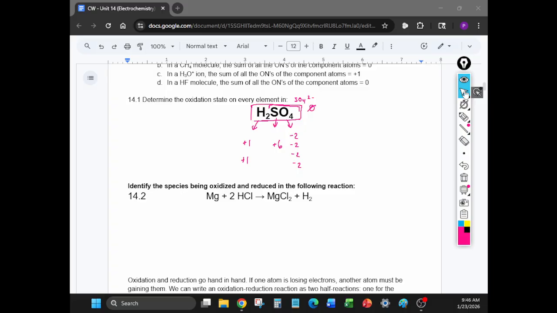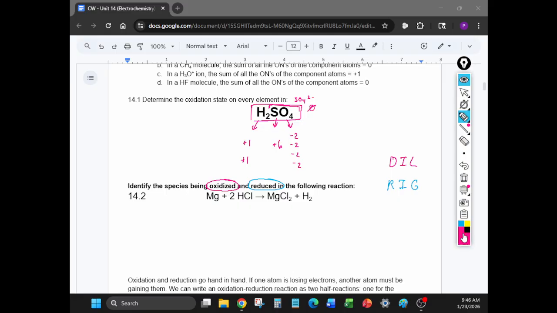But now we're going to look at how different elements get oxidized and reduced in a reaction. So here we have this equation right here, and what you're trying to do is figure out which compound is oxidized and which compound is reduced. So if you remember your acronym, OIL RIG, oxidation is loss and reduction is gain. Oxidation is when you lose electrons, and reduction is when you gain electrons.